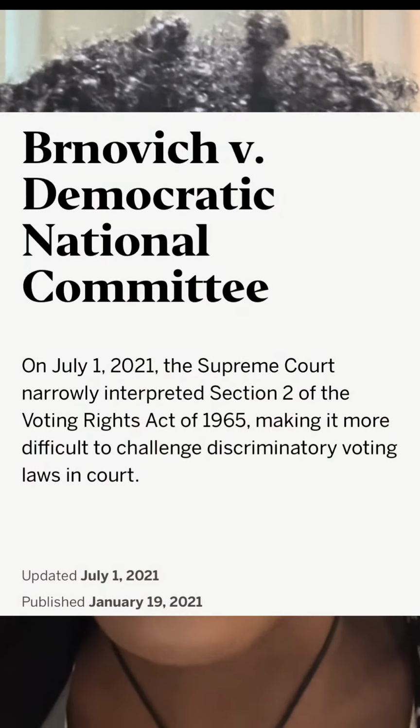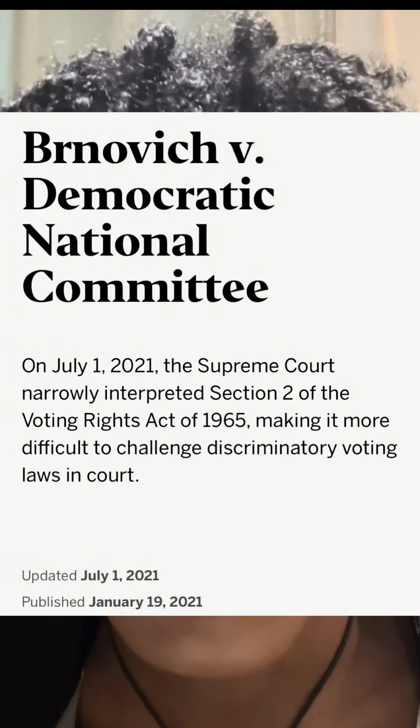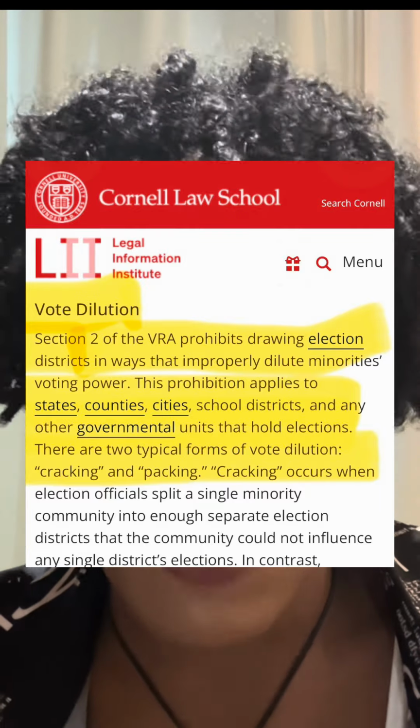In 2021, Brnovich versus the Democratic National Committee made it a lot harder to bring costly lawsuits against racial discrimination. Both cases had Supreme Court support, which meant that certain sections of the law no longer applied, so the states did not have to follow them. The federal government reviewing whether voting changes were in fact discriminatory has been done away with now. Currently, the only section that really protects a lot of voters' rights is Section 2.